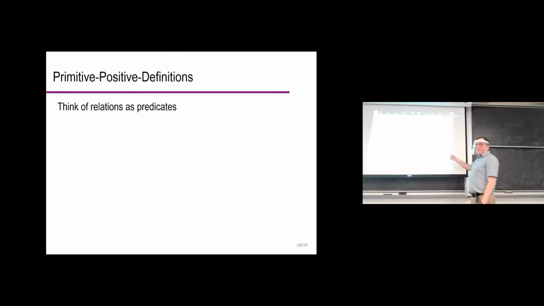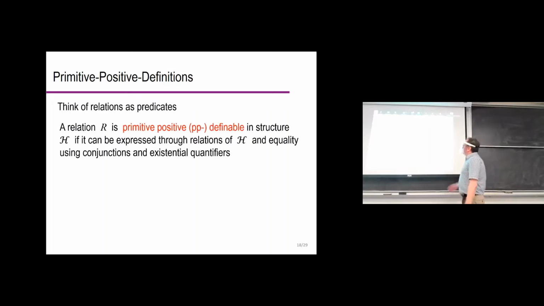Okay, so we think of relations as predicates, right? They depend on some variables and so on. So I say that a relation is primitive positive definable if I can express it as a predicate through relations of my relational structure H, where equality doesn't matter, using conjunctions and existential quantifiers. So if my predicate R is: there exist some y1, y2, and so on, such that some conjunction of predicates from H is true.